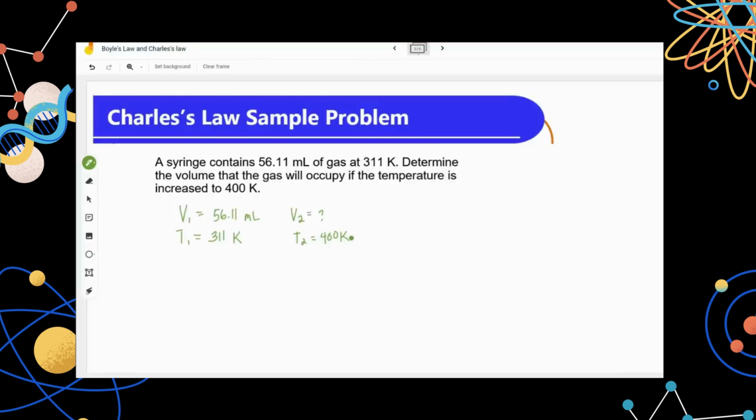So, maikling analysis lang tayo. Sabi dito, the temperature is increased. So, therefore, you will expect your volume to also increase because volume and temperature are directly proportional. So, our formula would be V1 over T1 is equal to V2 over T2. We simply substitute the values. So, 56.11 ml over 311 Kelvin is equal to V2 over 400 Kelvin.